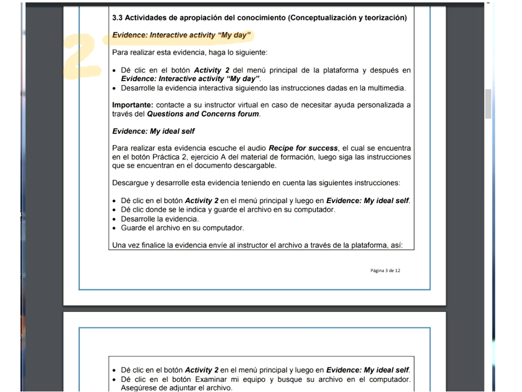This is number 2. Interactive activity My Day. Click on activity 2, interactive activity My Day, and follow the instructions.